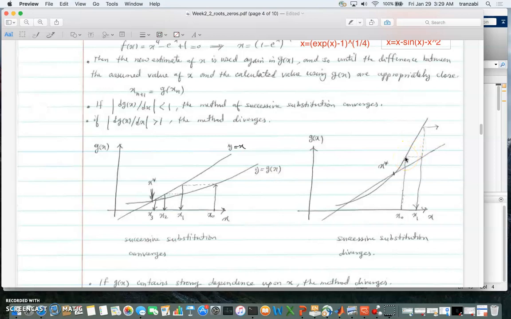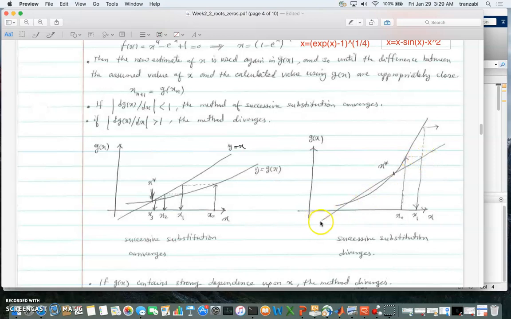I've heard from students most of the time that they say, oh yeah, it is not converging because y equals x is sitting on the right side, and this one is converging because y equals x is sitting on the left side. Indeed, that is not the reason. You can easily show that even if y equals x is sitting on the right side, you can have convergence. Like in this case, we've got divergence.